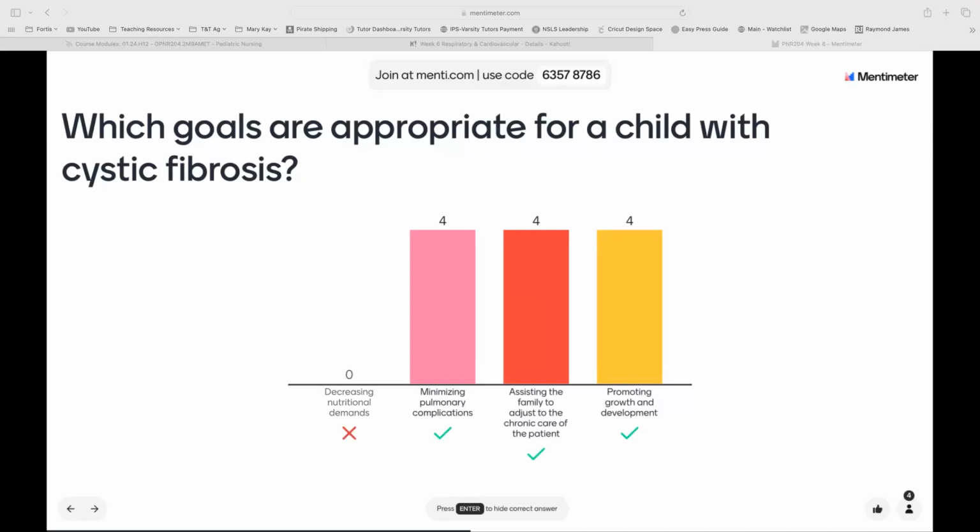You guys nailed it. So they're going to have increased nutritional demands rather than decreased. Because they don't process things well, they're going to need a lot more exposure to food to have a chance to get a little piece of it. Obviously, we want to minimize our pulmonary complications because they're kind of what's driving the bus here. Family's going to need a lot of support, and we're really going to be working on promoting that growth and development as much as we can.